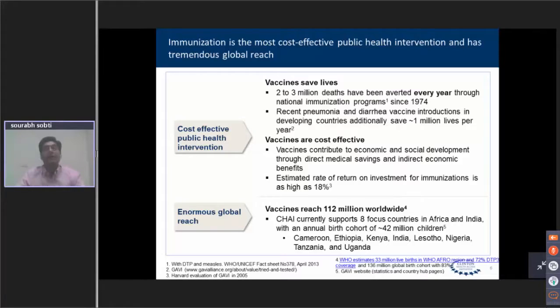Recent pneumonia and diarrhea vaccines in developing countries additionally save lives. They're very cost effective.